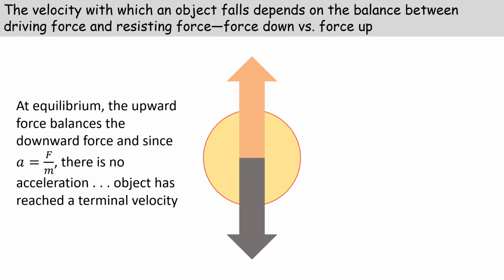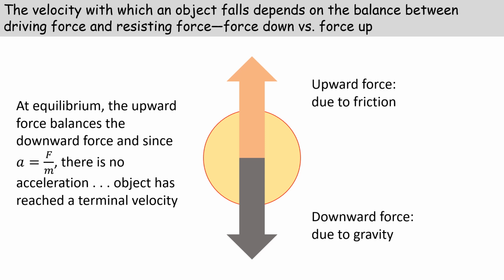Stokes' law defines the terminal velocity, or velocity of an object falling through a fluid when the driving force and resisting forces are balanced. Since there is no net force, there is no acceleration. The object doesn't speed up or slow down. It's reached its steady state or terminal velocity. The origin of these forces is straightforward.